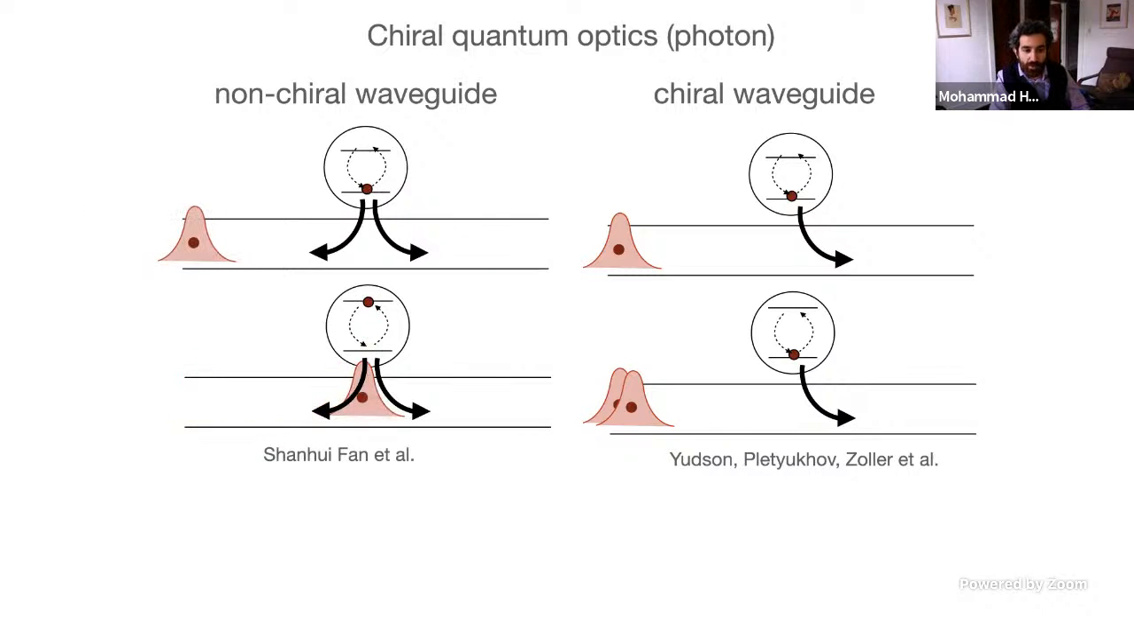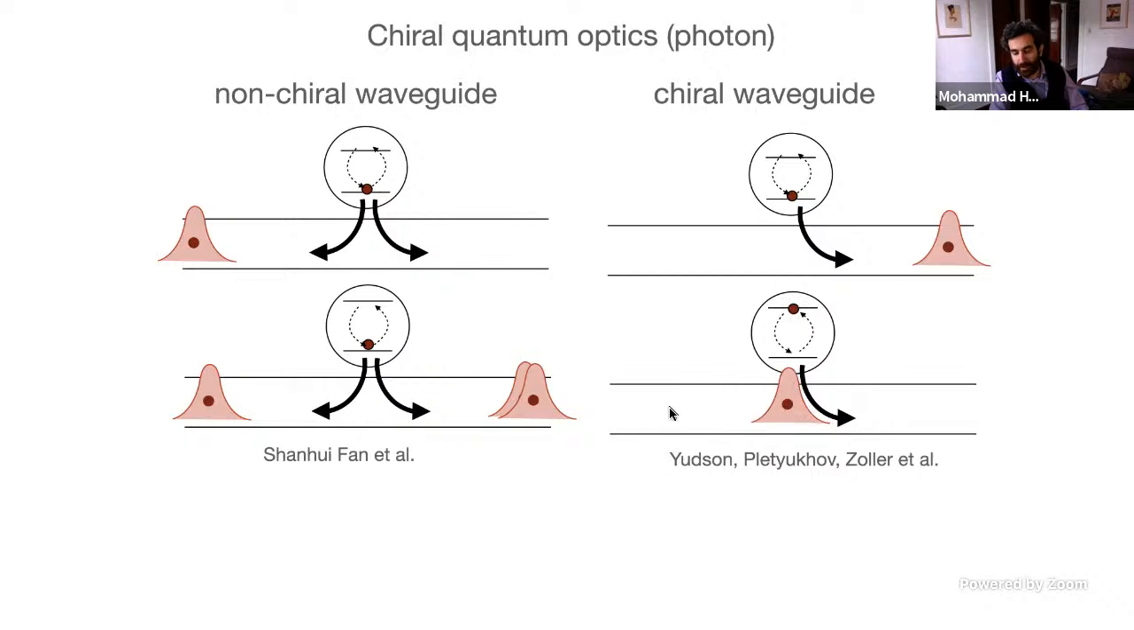If you send two, then you get excited. Some of them would go forward, and some of them would go backward. You could just get split. In a chiral system, you don't have any other option. You just get absorbed and then emitted, and then you go forward.